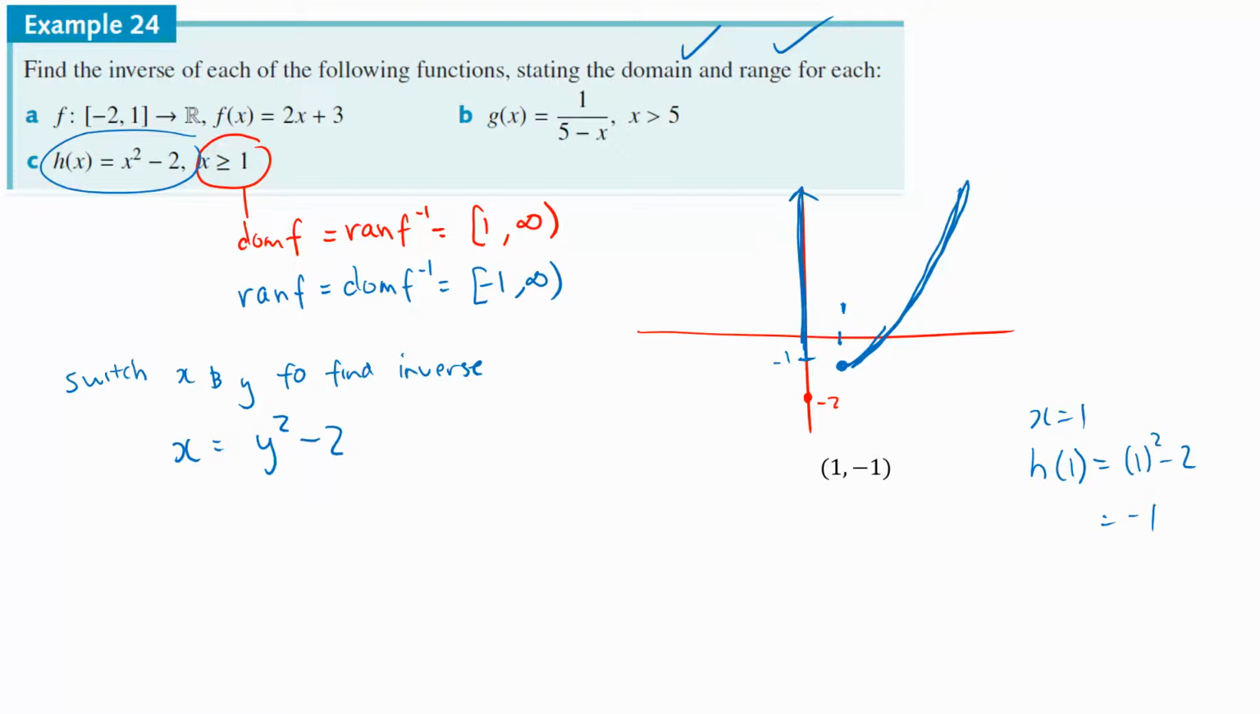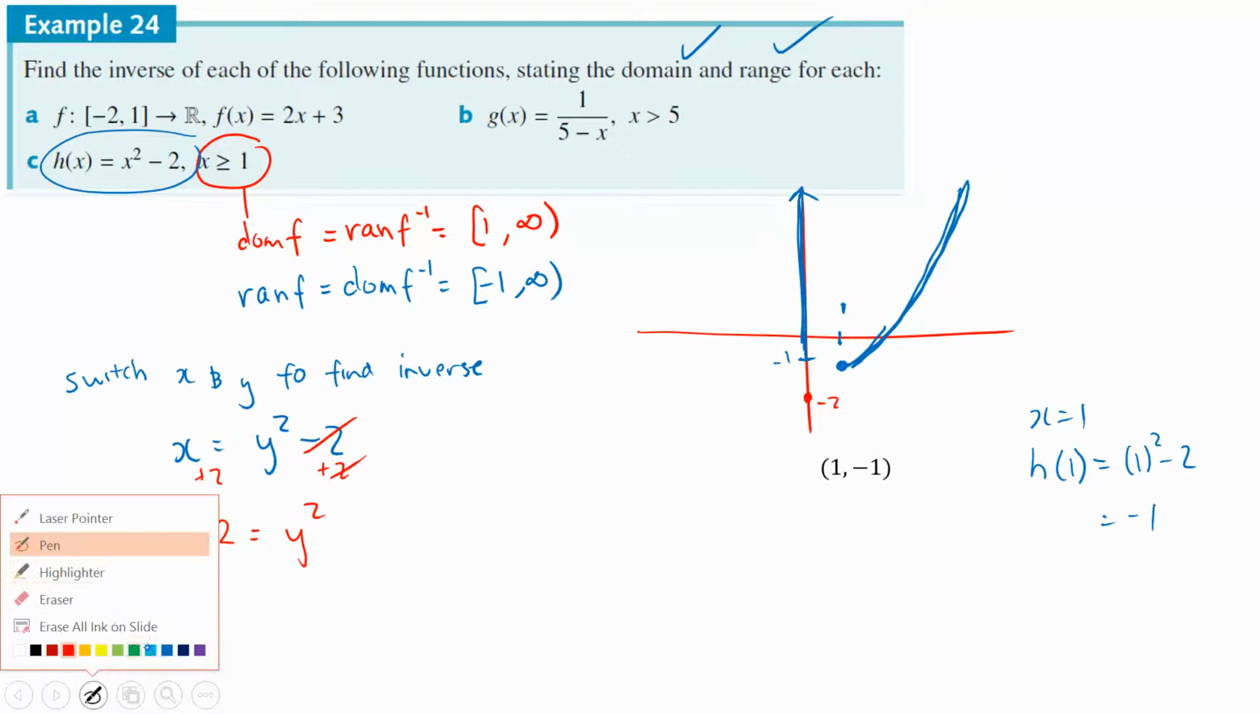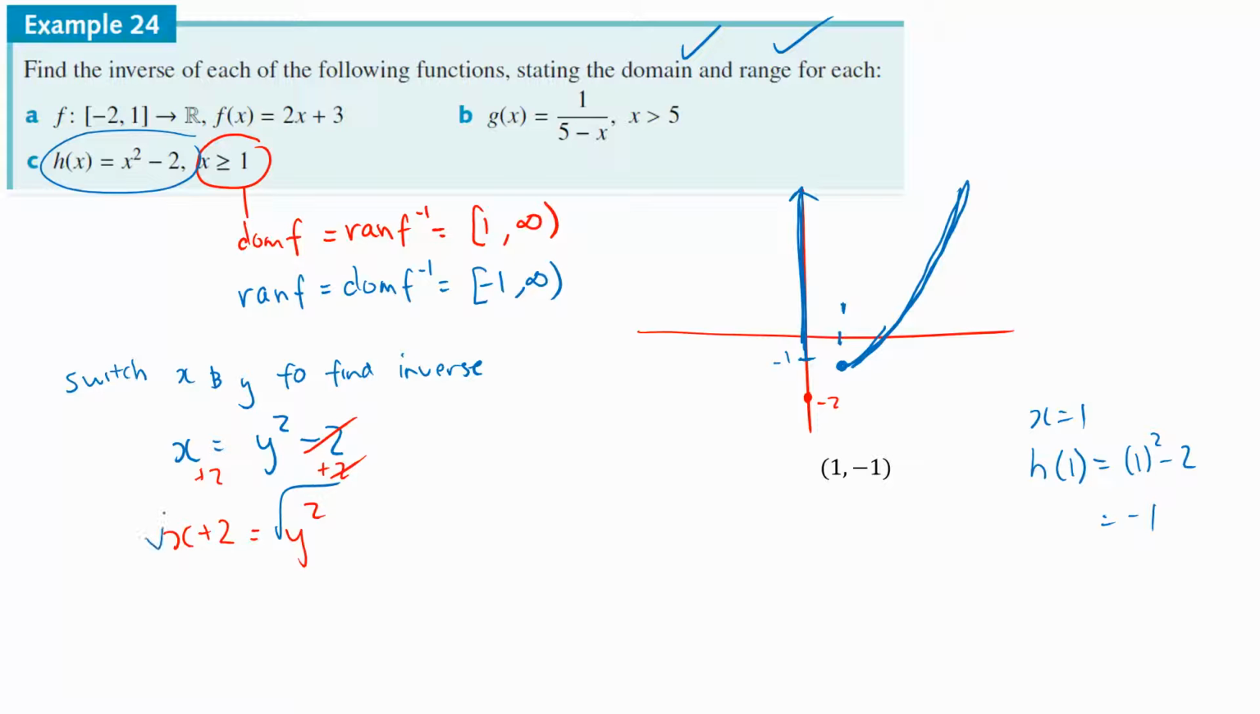And this is much easier to do than before because it's not a fraction. Add 2 on both sides. And you get x plus 2 equals y squared. Square root both sides because it's a square. And you get y equals root of x plus 2.